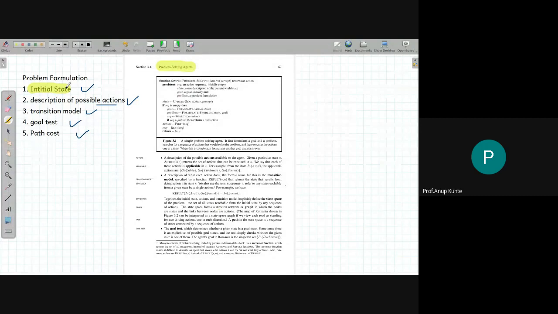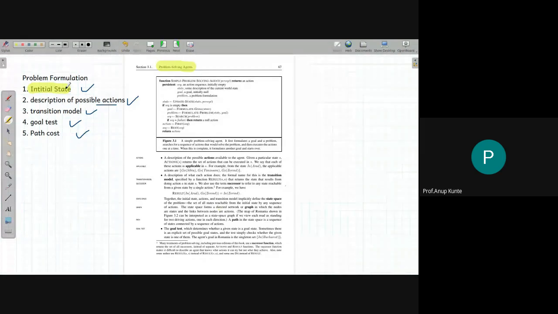Now the transition model is a thing that is a bit new to you. Initial state, you can understand what it means. It means what is the state of the world as the agent sees when it starts solving the problem. So that's the initial state. That is where you will define the initial configuration of the problem world.